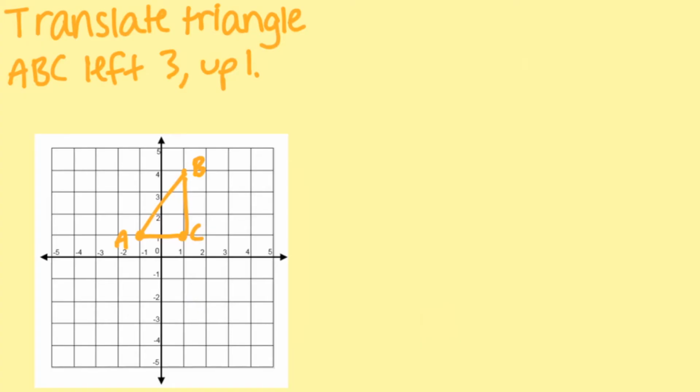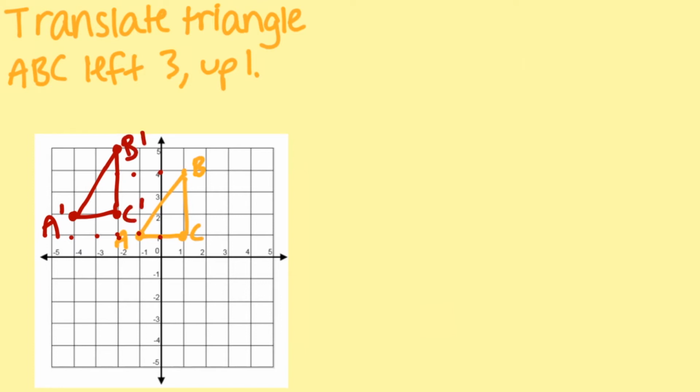In this example, we want to translate the triangle left 3 and up 1. So we're going to shift every point left 3 units and up 1. So A, we're going to shift it 1, 2, 3 left and up 1, and it's going to be here. B is going to go left 3 and up 1, now it's going to be here. And C will go left 3 and up 1, and it's going to be here. So our new points, we'll call A prime, B prime, and C prime.